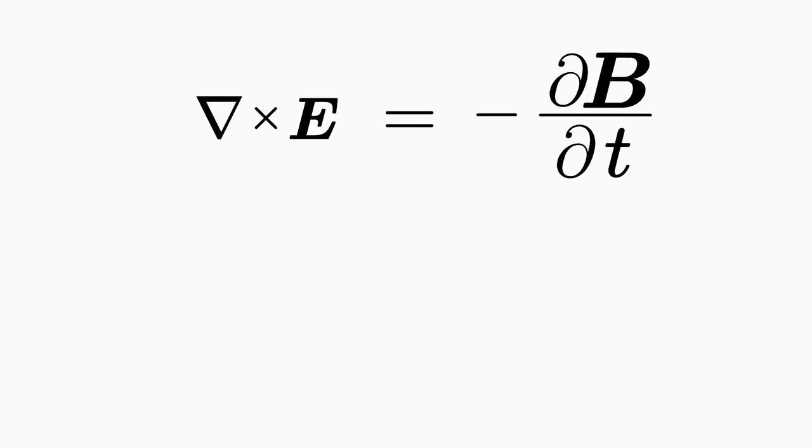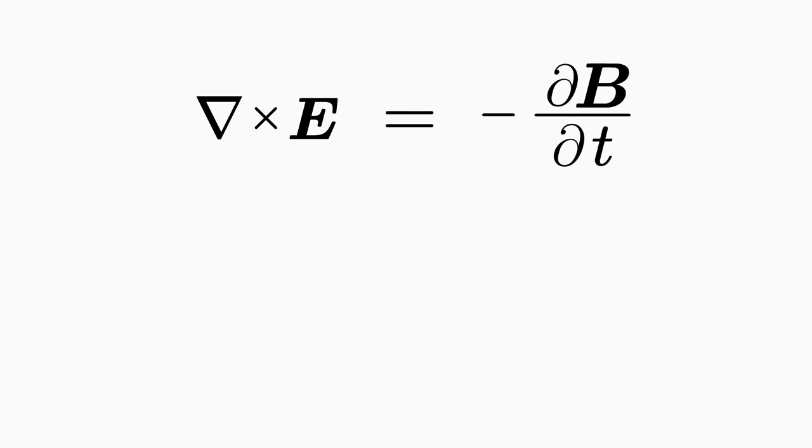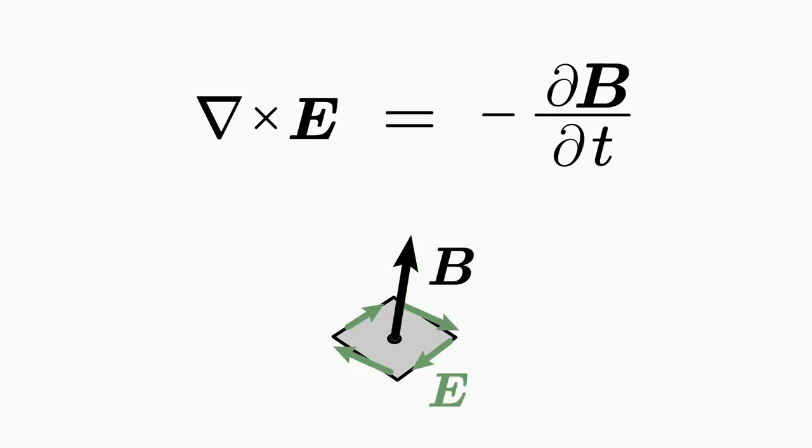Curl of E is equal to the negative time derivative of the magnetic field. The third Maxwell equation in differential form states that the changing magnetic field B causes a rotating electric field E and vice versa, in such a way that the energy conservation is fulfilled.